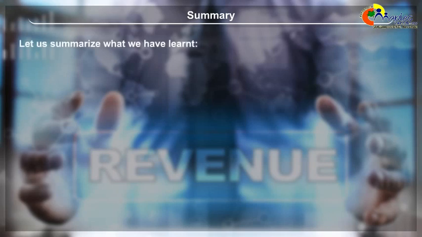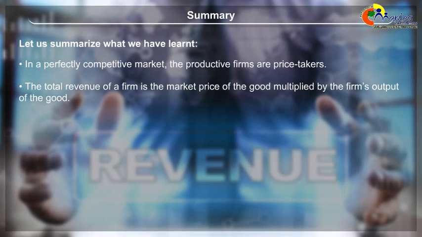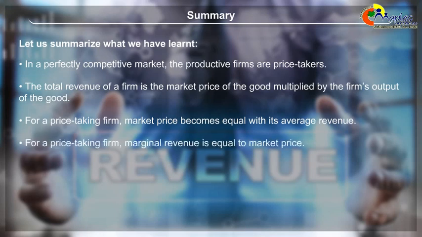Summary. Let us summarize what we have learned. In a perfectly competitive market, the productive firms are price takers. The total revenue of a firm is the market price of the good multiplied by the firm's output of the good. For a price-taking firm, market price becomes equal with its average revenue. For a price-taking firm, marginal revenue is equal to market price.